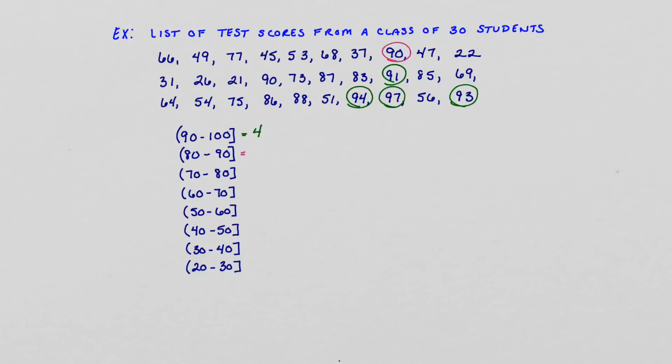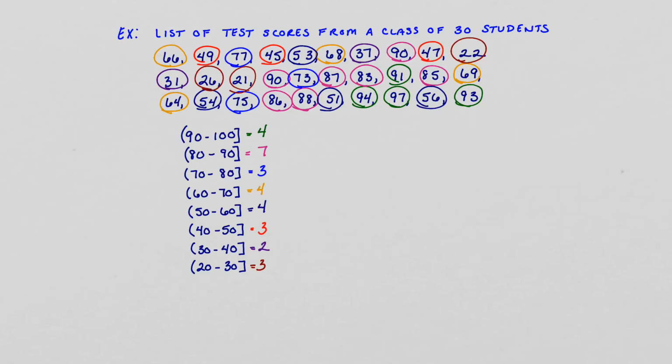So we've got 1, 2, 3, 4, 5, 6, 7, and that's it, 7. So go ahead and pause the video and fill in the rest of these bins. So here are our final results.